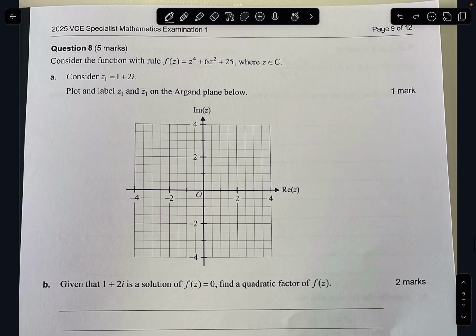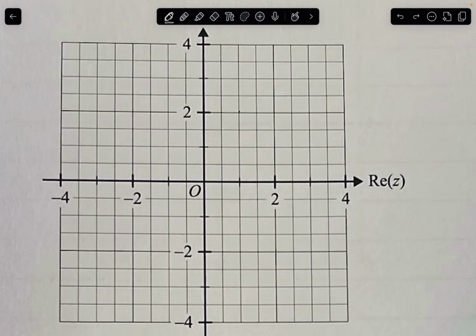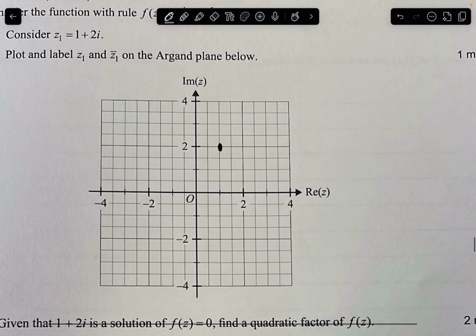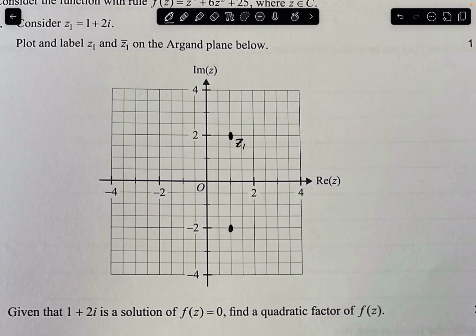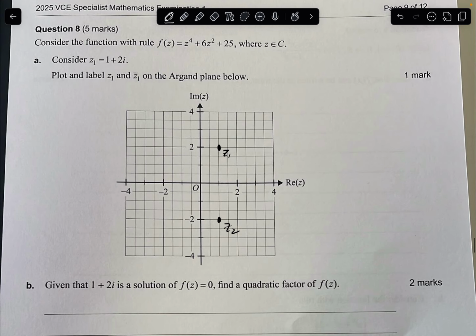Consider the function with that rule. Consider z1 is equal to 1 plus 2i. Plot and label z1 and the conjugate. So 1 plus 2i will be here, and that's z1. And 1 minus 2i would be down here, and that's z1 conjugate.